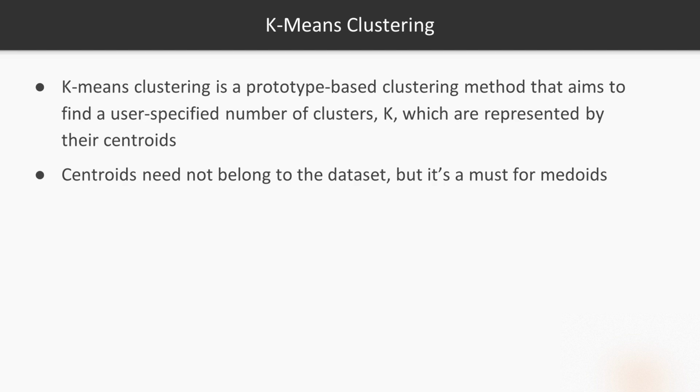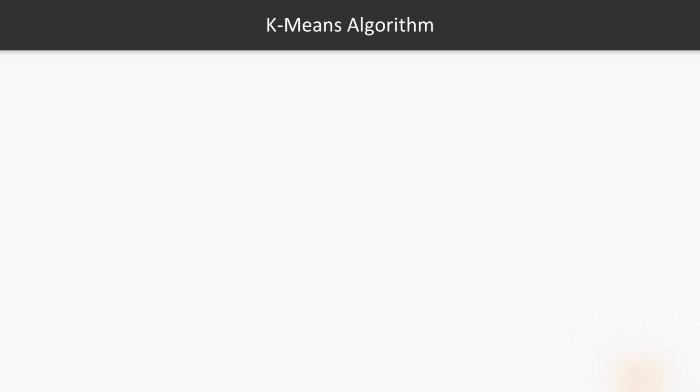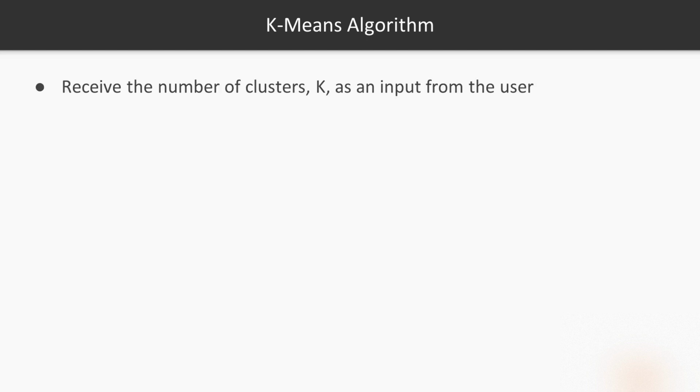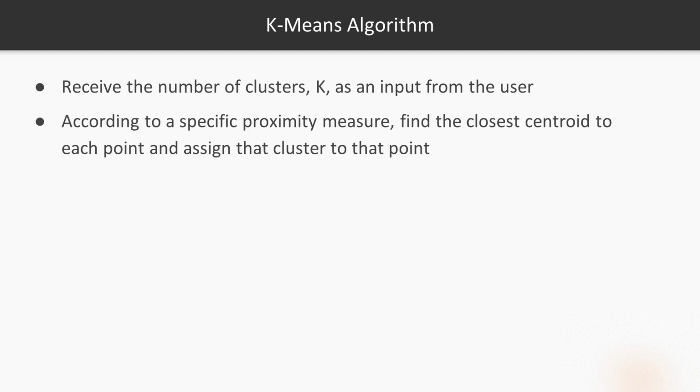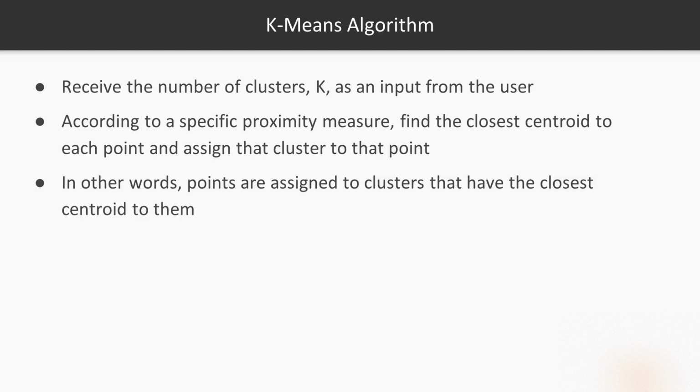It's good to know that in k-means clustering, the centroid might not exist in the dataset, while in k-medoid clustering, this is a must. So the k-means algorithm is as follows. In the first step, we need to get the number of clusters k from the user. Then, we need to specify a proximity measure, and according to that proximity measure, we find the closest centroid to each point and assign that specific cluster to that point. In other words, points are assigned to the clusters that have the closest centroid to them.